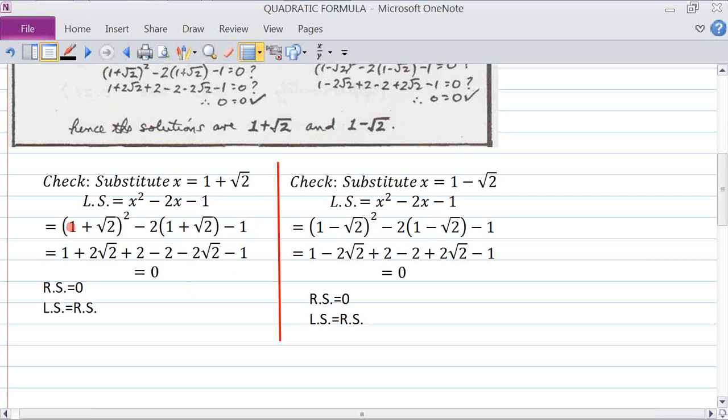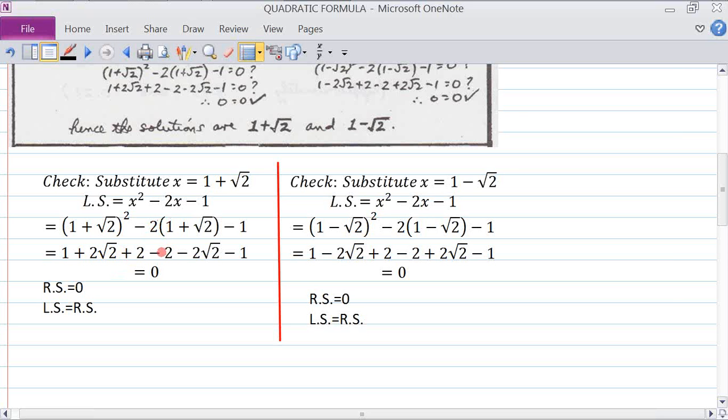Now the first times the first is 1, and root 2 times root 2 is plus root 4, which is plus 2, which is the last term. The inner and outer terms are both root 2, and when I sum them, I get 2 root 2. So this is the inner and outer. We're using FOIL: first, inner and outer, or outer and inner, whichever you prefer, plus the last term.